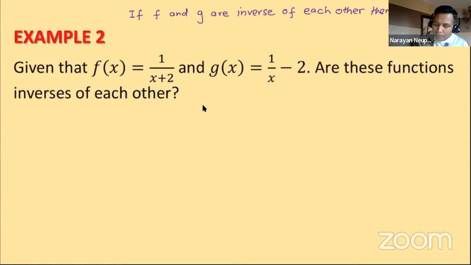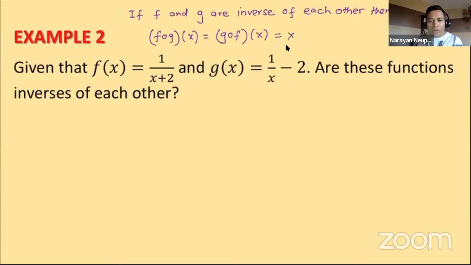then their composition, f o g of x and g o f of x, will be equal, and each of these values will be equal to x. So their composition will be an identity function. Basically, what we're trying to do is find the composition of f with g and g with f, and see whether both of them are identity functions or not. So let's begin. Let's find f o g of x.